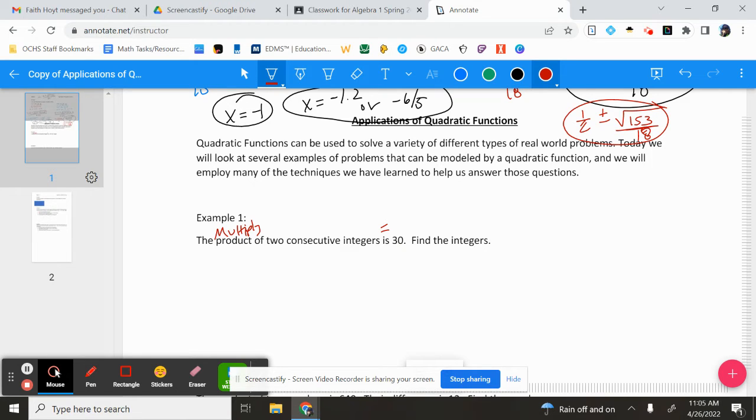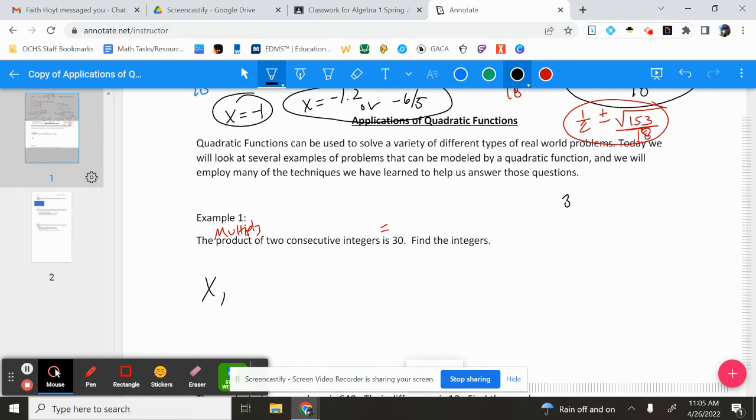So consecutive means one behind another. So 3 is consecutive to 2, it comes next. 115, the next number consecutively would be 116. So if I were to pick any random number, let's say x, we have to think about how we would get to the next number.